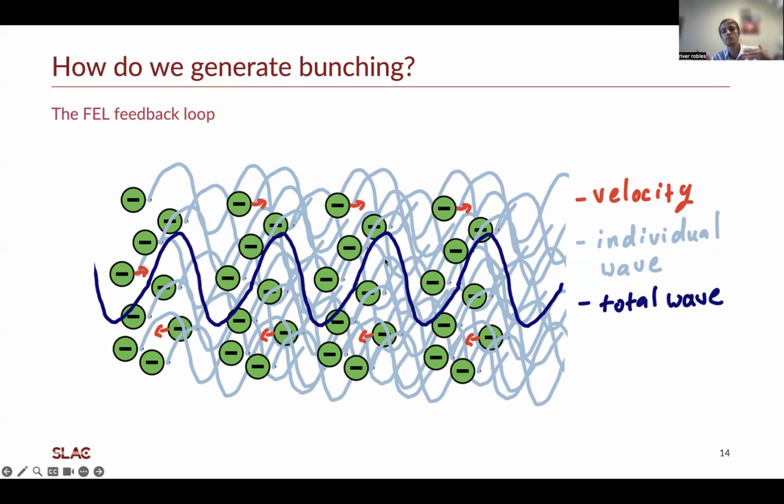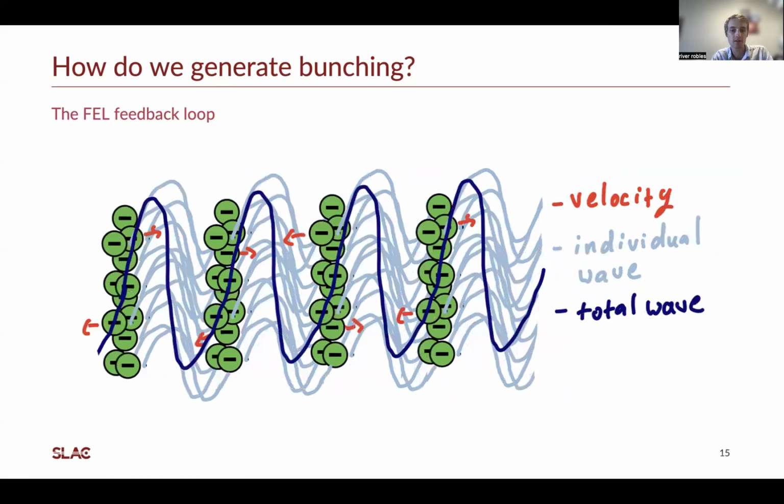But this just pushes them closer to each other along those zero crossings. And by the end of a free electron laser, we can get to a situation where we actually do achieve this bunch state, where the electrons gather into these packets that are separated by roughly one radiation wavelength, and the total wave emitted by those electrons is the constructive interference from all of the individual waves.